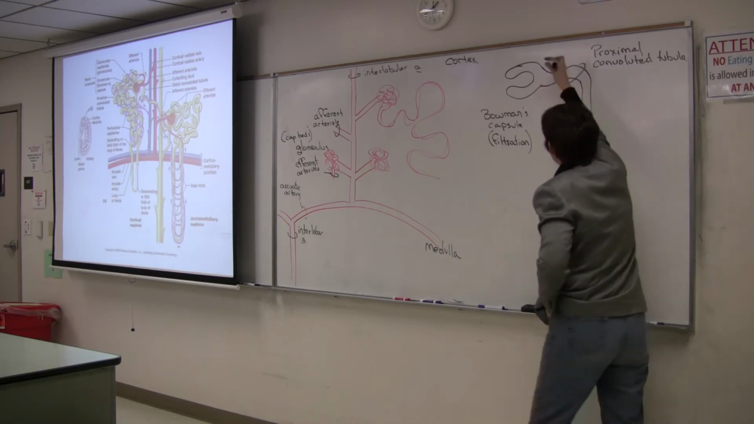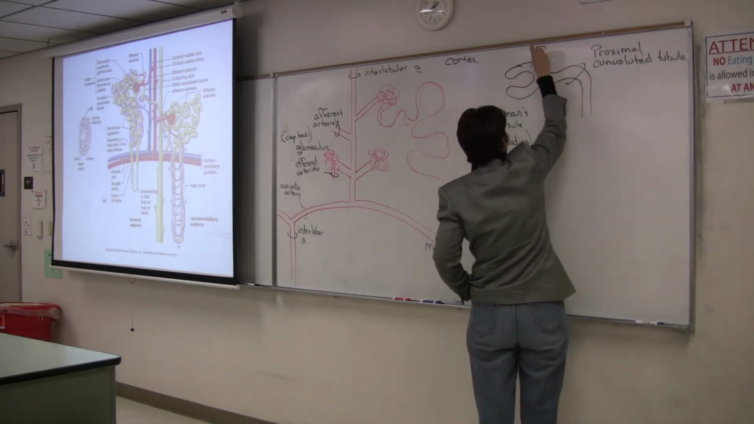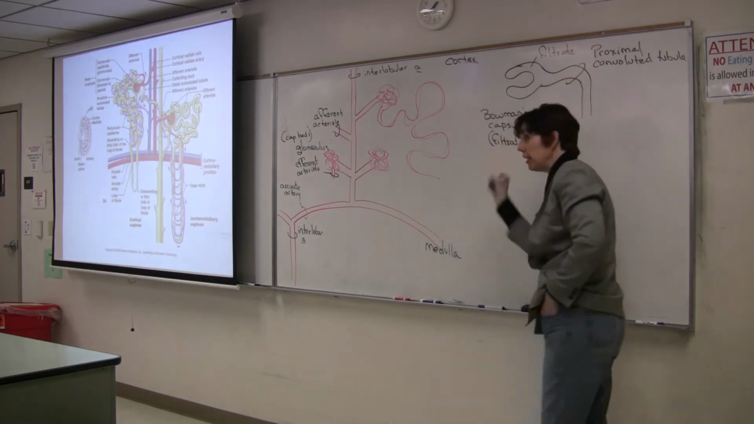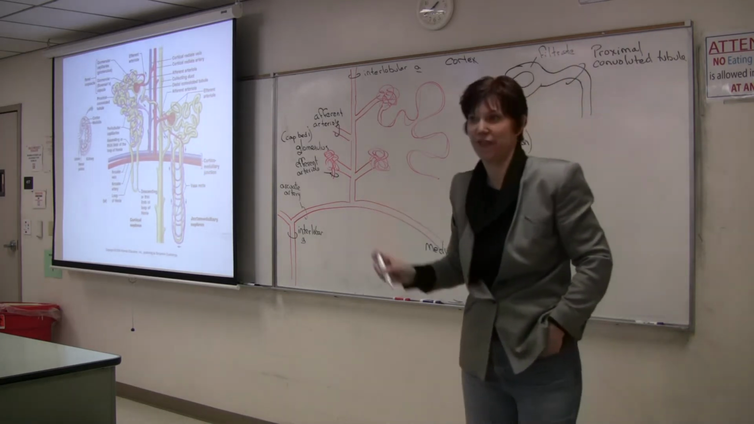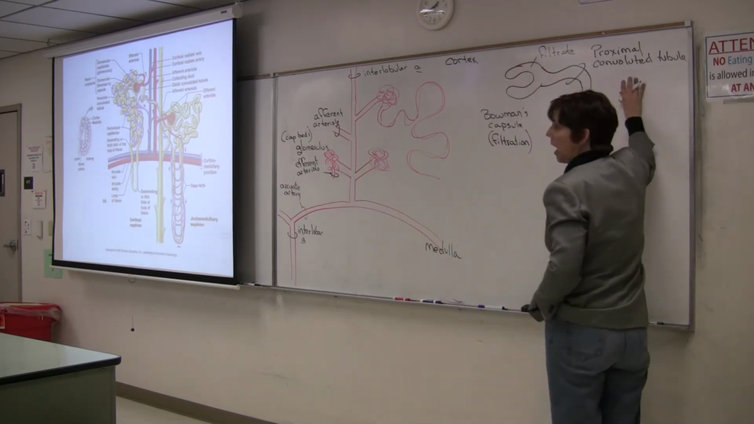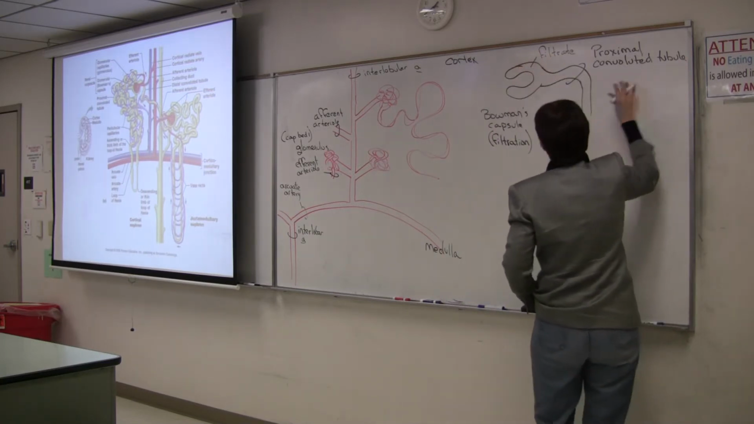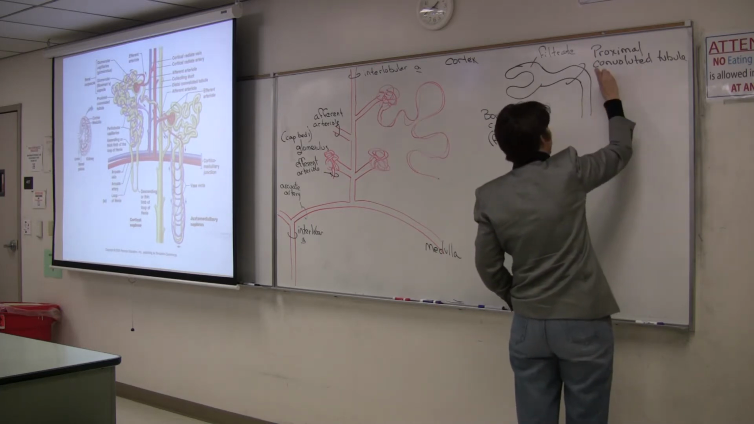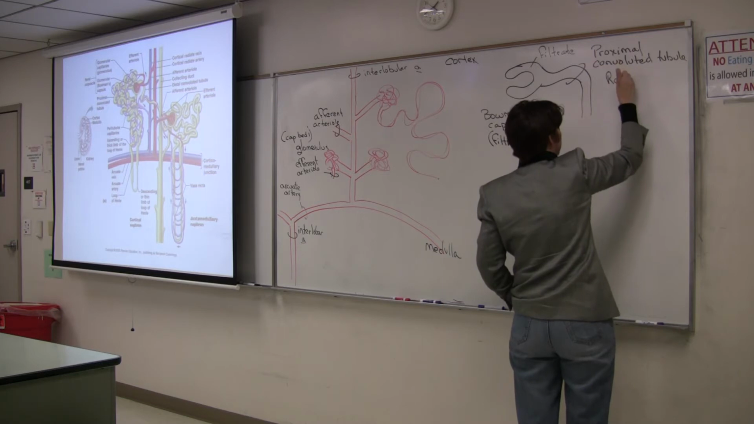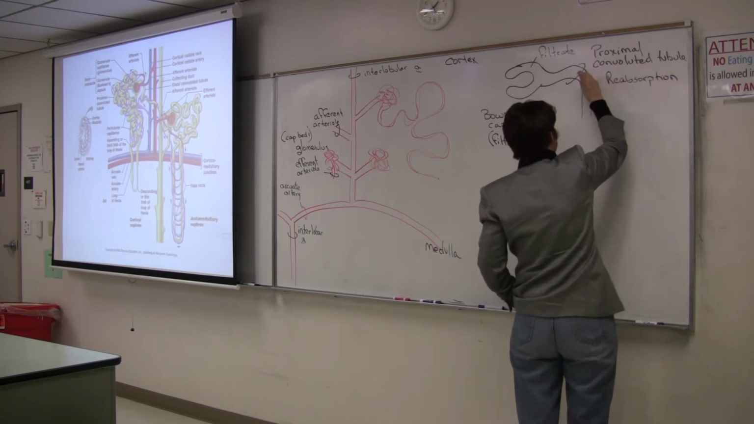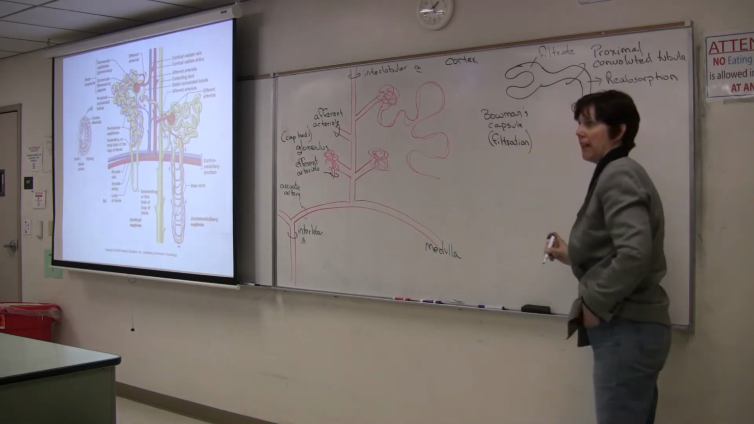As soon as it's in our capsule, it's now called filtrate. Not urine yet. We still have to modify it quite a bit. Okay? So in the proximal convoluted tubule, we will reabsorb material. So reabsorption occurs. Reabsorption means taking out of that filtrate.